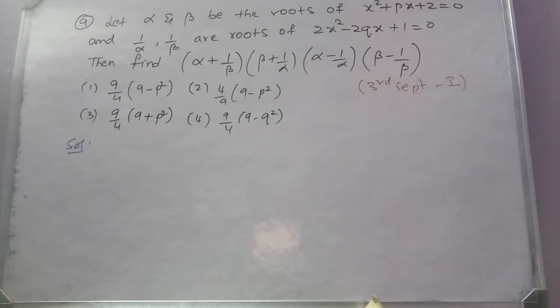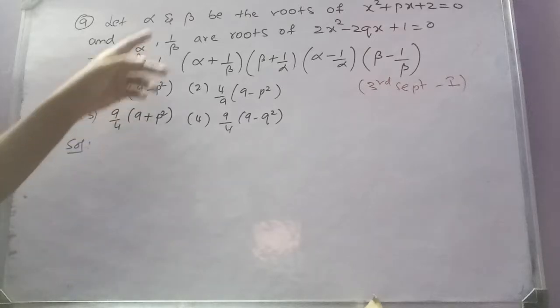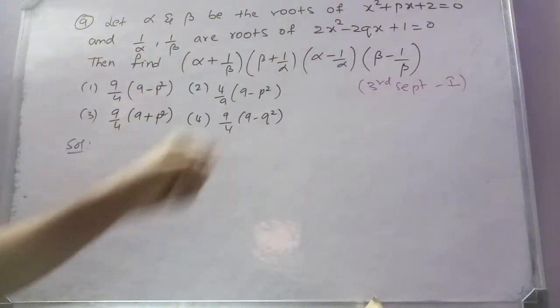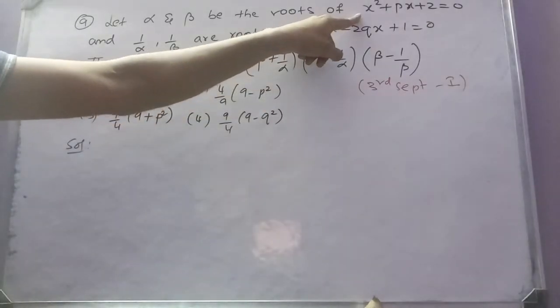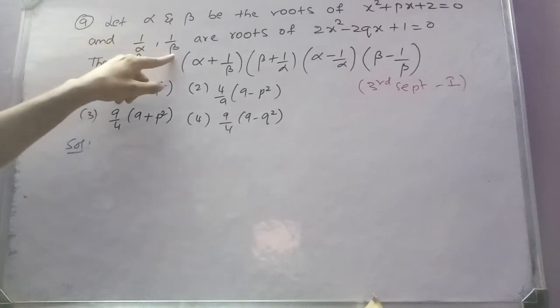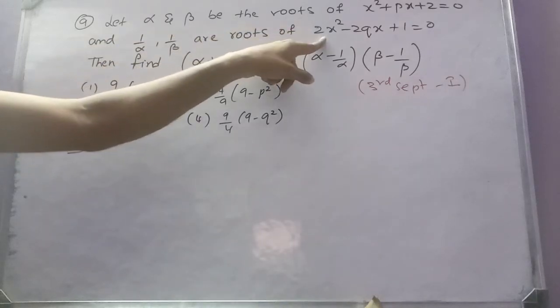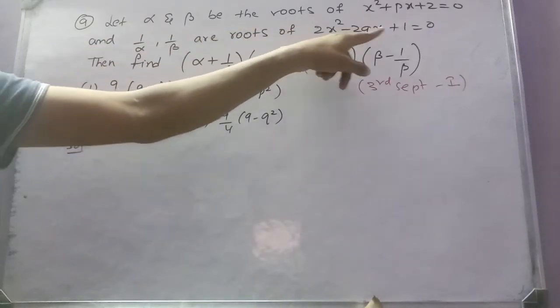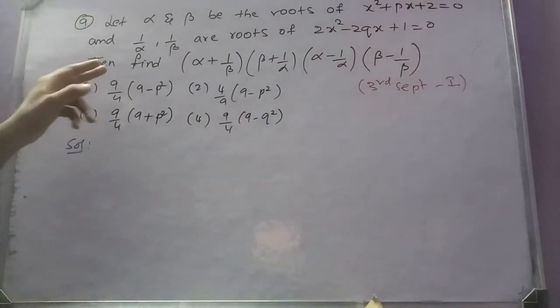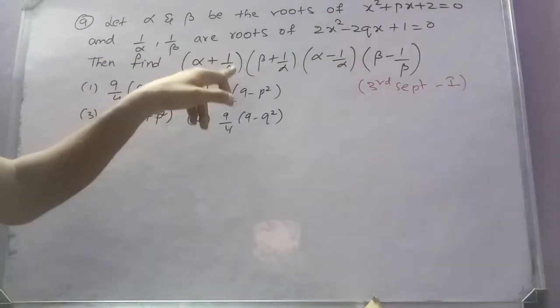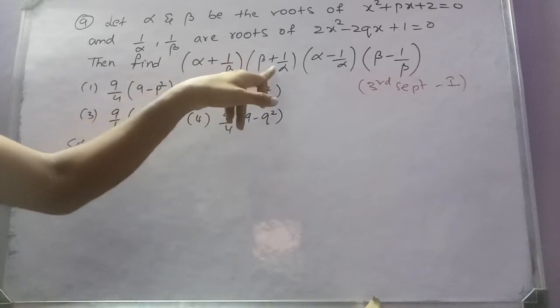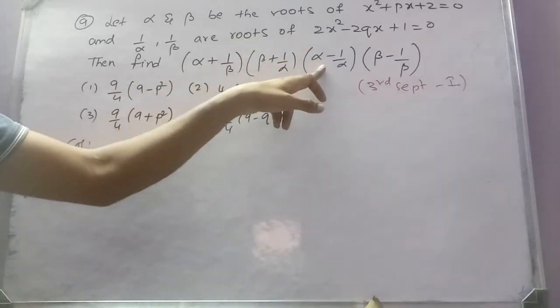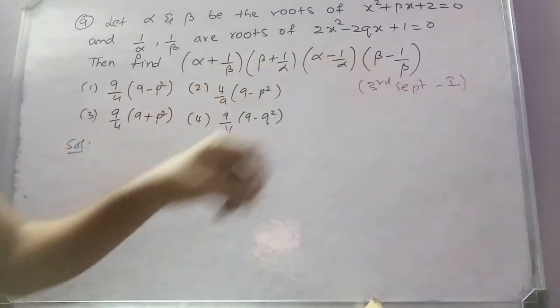Our ninth question, given in 3rd September first shift. Let alpha and beta be the roots of the equation x square plus px plus 2 equal to 0. And 1 by alpha, 1 by beta are the roots of the equation 2x square minus 2qx plus 1 equal to 0. Then find the value of (alpha plus 1 by beta) into (beta plus 1 by alpha) into (alpha minus 1 by alpha) into (beta minus 1 by beta).